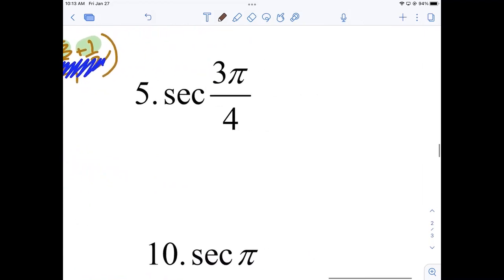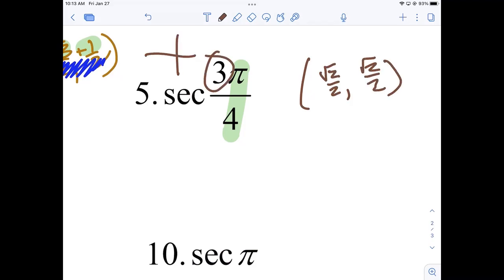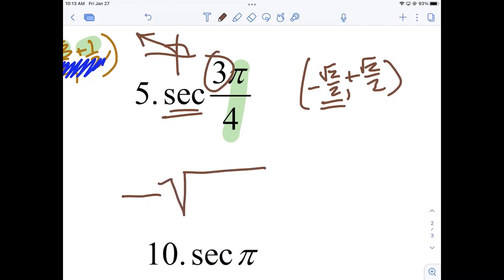All right. Secant of 3 pi fourths. Pi fourths, that's over here. That's square root of 2 over 2, square root of 2 over 2. 3 pi fourths, that's less than 1 pi, so that's going to be negative, positive. Secant is, again, the reciprocal of cosine. What's the reciprocal of negative square root of 2 over 2? Negative square root of 2, right? Yeah. Don't forget the negative. If you just put square root of 2, it's wrong.